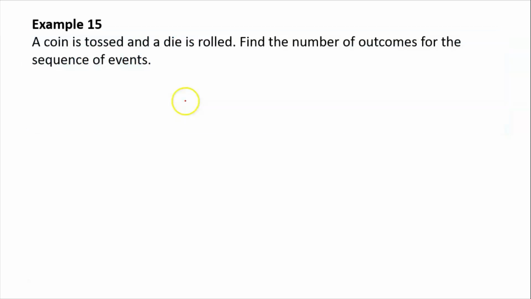So for example, we have a sequence of two events. We toss a coin and then we roll a die. To find the number of outcomes for this sequence of events, we need to consider the total possible outcomes for each event. For a coin, we can get head or tail. For a die, we can get from 1 until 6. Therefore, the total number of outcomes for the sequence of these two events will be 2 times 6, then we get 12.